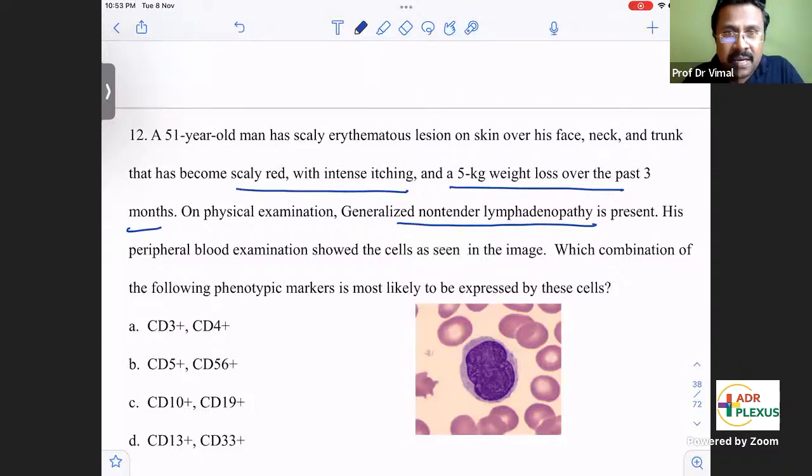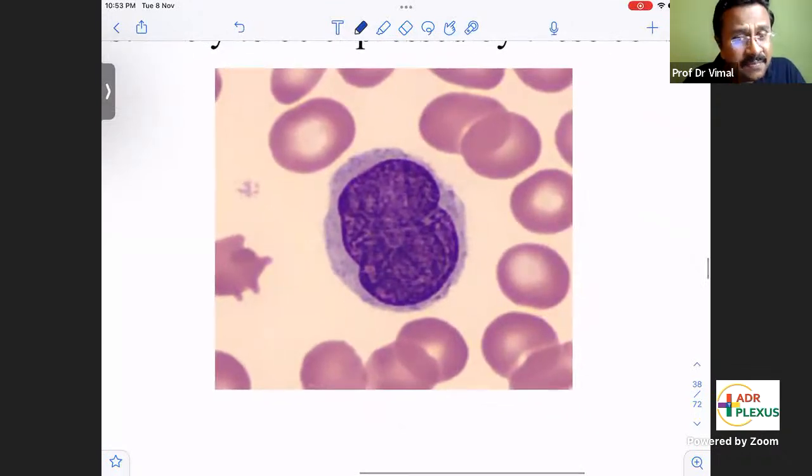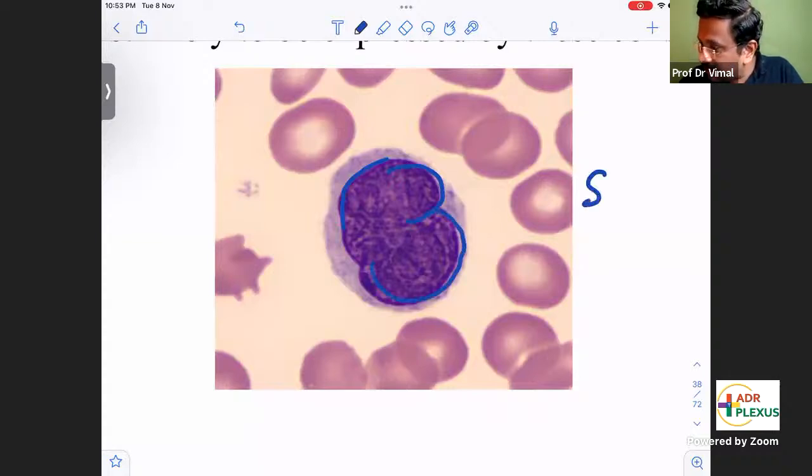The patient is an elderly patient with a scaly erythematous lesion on the skin, with scales all over, associated with intense itching and weight loss. Lymphadenopathy is also there. On the peripheral smear, what is the morphology of these peculiar cells? These are all atypical cells, very characteristic, which have convolutions like this. These are nothing but Sézary cells.